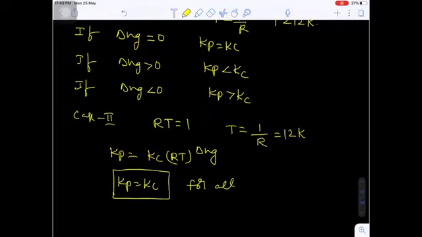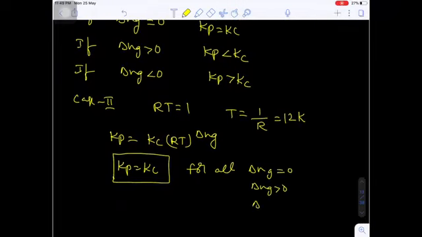For all delta Ng, 0, greater than 0, less than 0. Are you getting my point? So here there is no matter of the delta Ng.